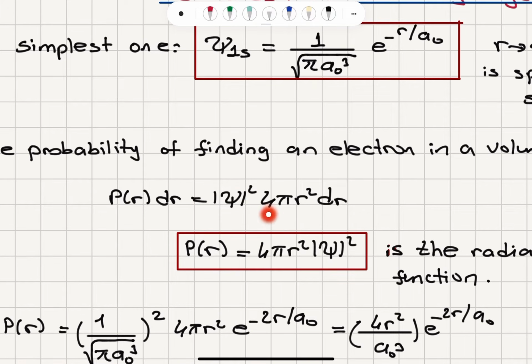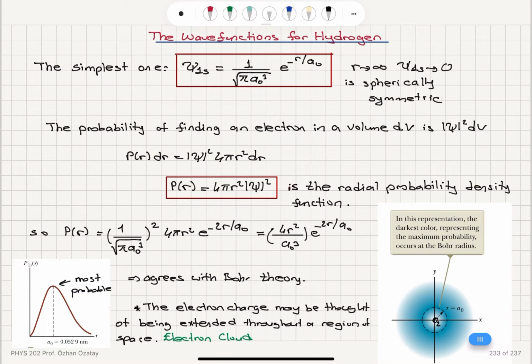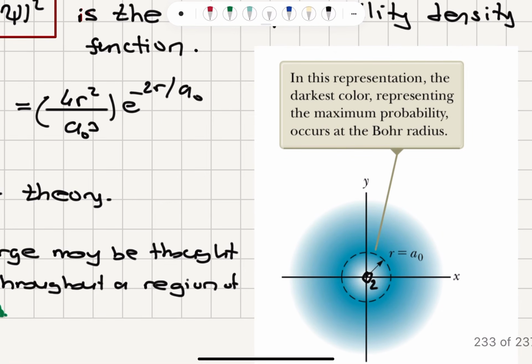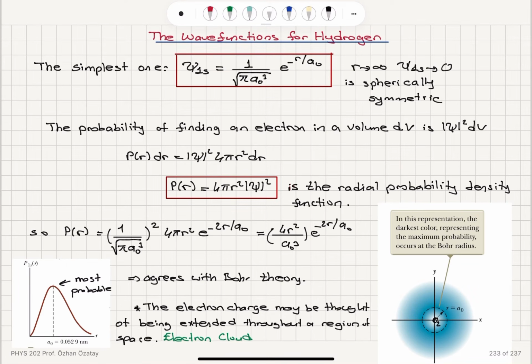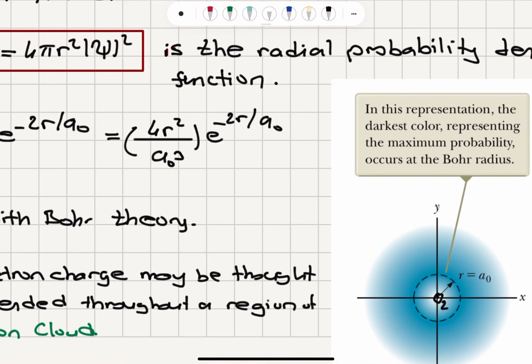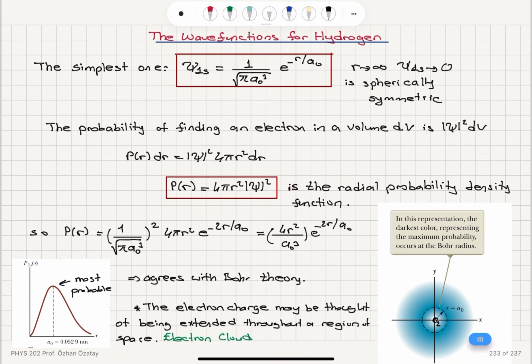That is the absolute value of psi squared times 4 pi r squared dr, because this is replacing dV. 4 pi r squared dr is the volume of the shell, which has thickness dr and a radial distance r from the center. So 4 pi r squared times the absolute value of psi squared is the radial probability density function. If we calculate this for the 1s solution, we find the most probable position at a single Bohr radius. And if we plot this solution in three-dimensional space, we obtain what we call the electron cloud. So electron charge may be thought of as being distributed throughout a region of space called the electron cloud, where the most probable position is at r equals a0.